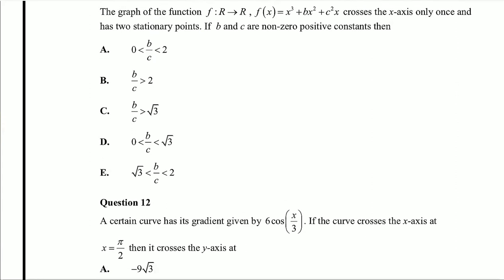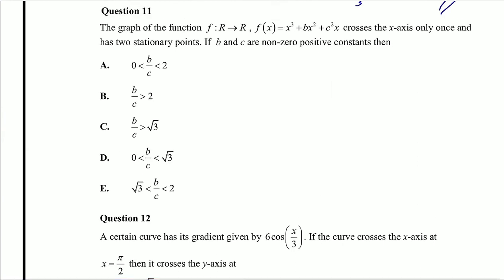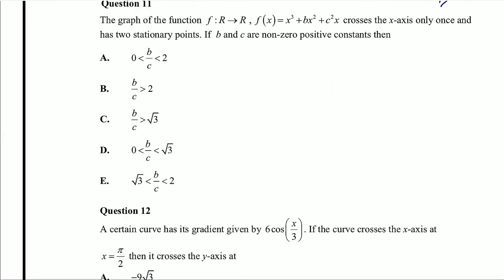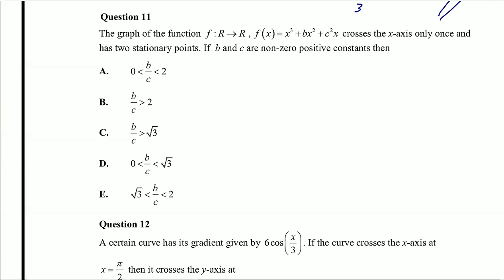Okay, what about this question? Graph of the function. I'm noticing a few things here. One is x cubed, x and x, so I can factorize it. The graph crosses the x-axis only once and has two stationary points. They have given you two clues here. The first clue is the graph crosses the x-axis only once. That means one solution to f(x).